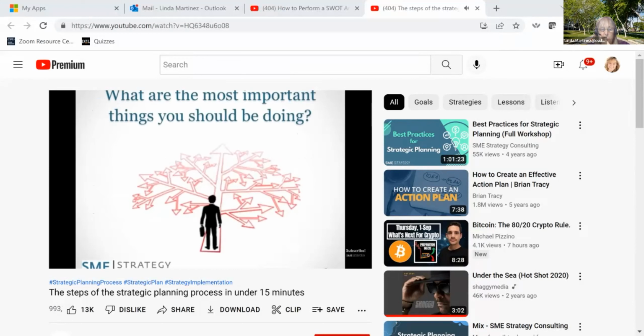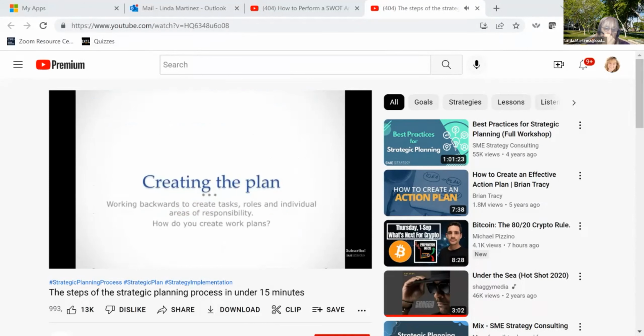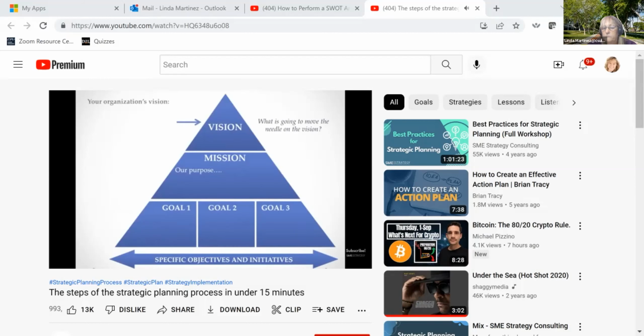So what are the most important things you should be doing in your organization to accomplish your mission and your vision? Strategy inherently is about choices, and there are 1,000,001 choices every single day. So when you create the plan, you need to work backwards to create the tasks, the roles, the individual areas of responsibility. And you can just look right now. How do you create work plans as it exists?